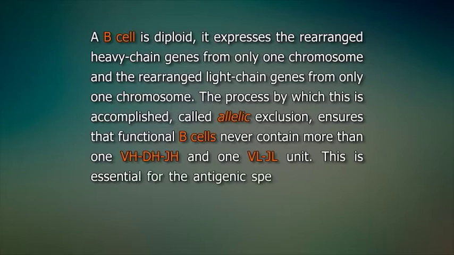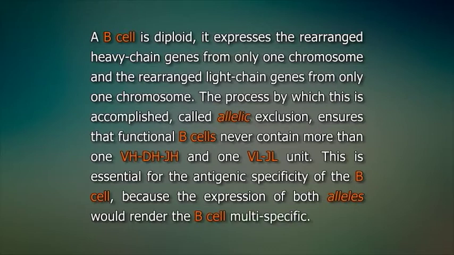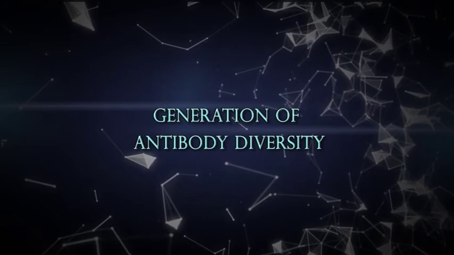This is essential for the antigenic specificity of the B cell because the expression of both alleles would render the B cell multispecific. The phenomenon of allelic exclusion suggests that once a productive VH, DH, JH rearrangement and a productive VL, JL rearrangement have occurred, the recombination machinery is turned off so that the heavy and the light chain genes on the homologous chromosomes are not expressed. Generation of antibody diversity.